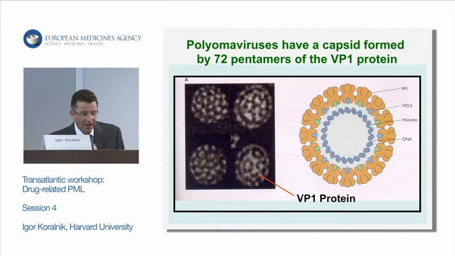So as you've heard in other talks before, polyomaviruses, including JC virus, have a capsid formed by 72 pentamers of the VP1 protein. Here, this is on electron microscopy. This is a schematic rendition where you have these pentamers of VP1 that are associated inside to either the VP2 or VP3 capsid protein that surround a single copy of double-stranded viral DNA.